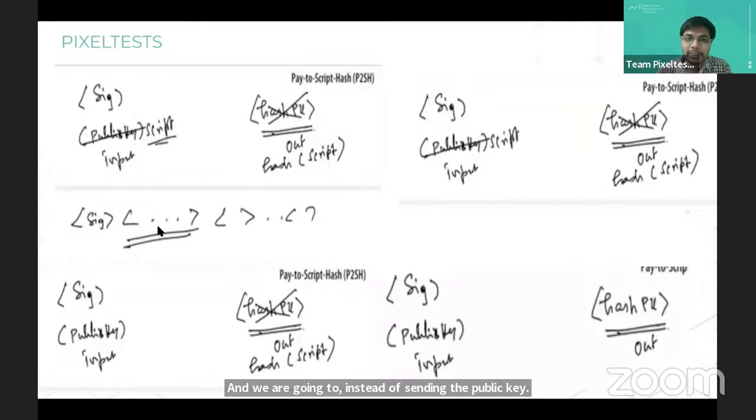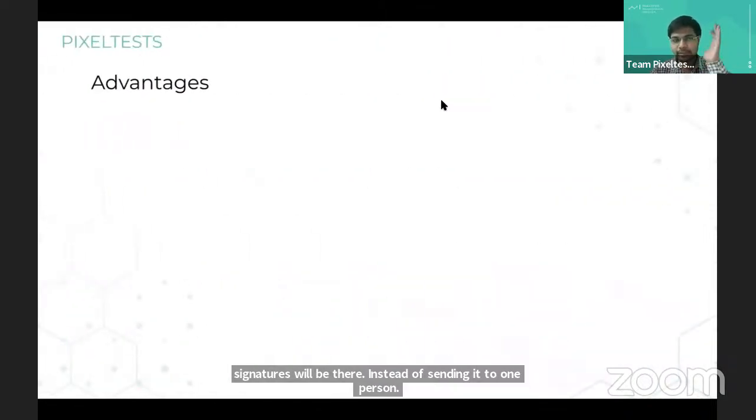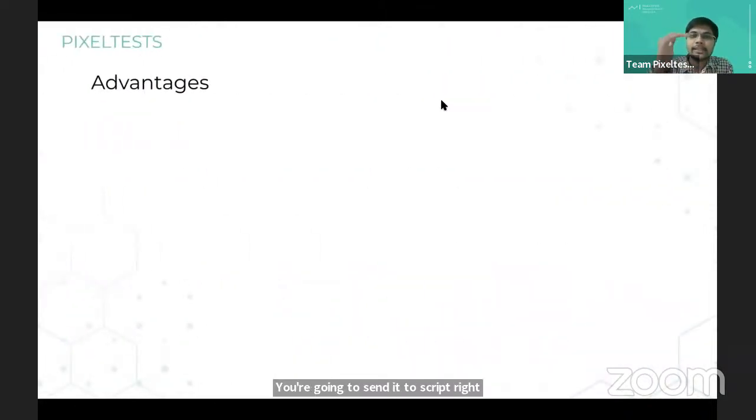So there'll be multiple signatures. Instead of sending it to one person, you're going to send it to a script, right? So this is what the professor explains in detail also. You can even go through that. So this is how it works.